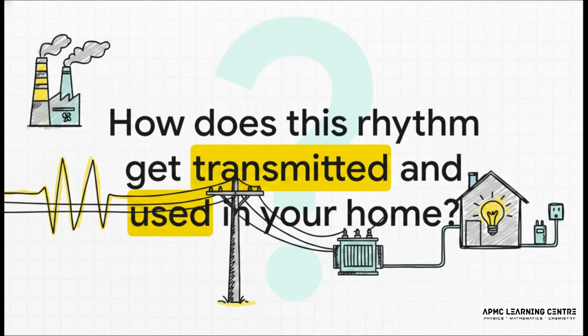So, we've seen how this incredible alternating current is born from something as simple as rotation. But that kind of brings up the next big question, doesn't it? How does this oscillating rhythm travel across huge distances and get transformed into the usable power that runs everything in our daily lives? Well, that is a fantastic story for another explainer.